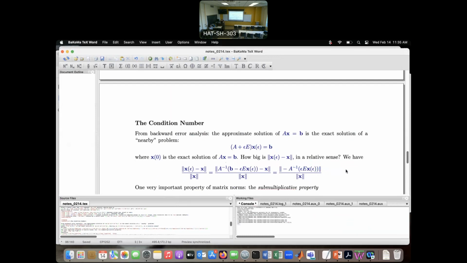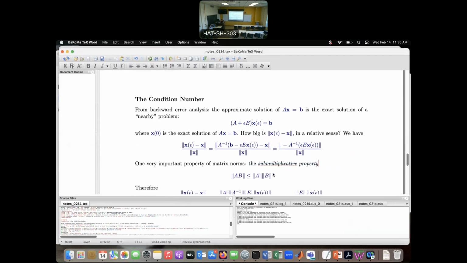But now I can take advantage of a very important property of matrix norms that I haven't yet mentioned, called the submultiplicative property. And that says that the norm of a product of matrices is less than or equal to the product of the norms of the individual matrices.